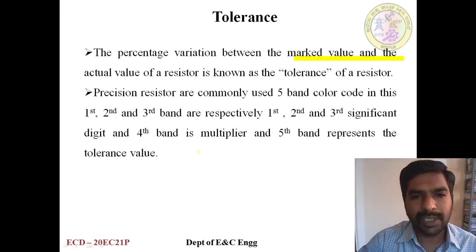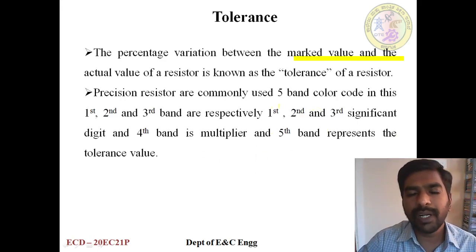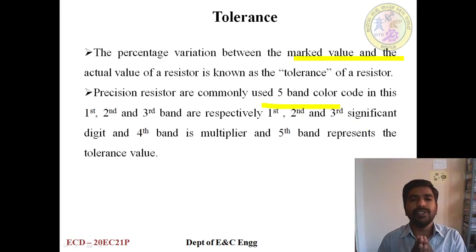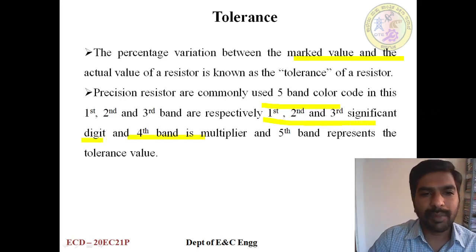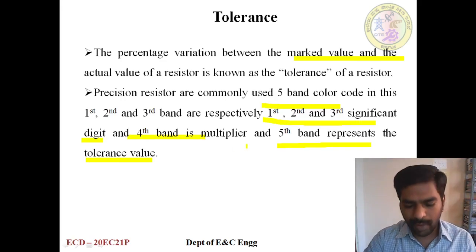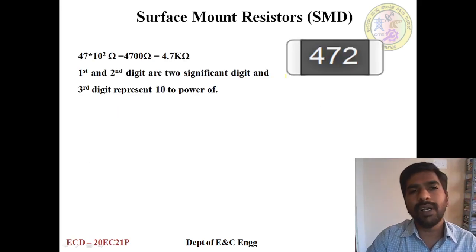Precision resistors are commonly made with 5 bands. That means if you need an accurate resistor value, some applications demand it, like military and defense. For example, ISRO launching space satellites needs high accuracy precision resistors. For that they use 5 band or 6 band color codes. In that, the first 3 bands represent the significant digits, the 4th band is the multiplier, and the 5th band represents the tolerance value. Somewhere a 6th band is also available.